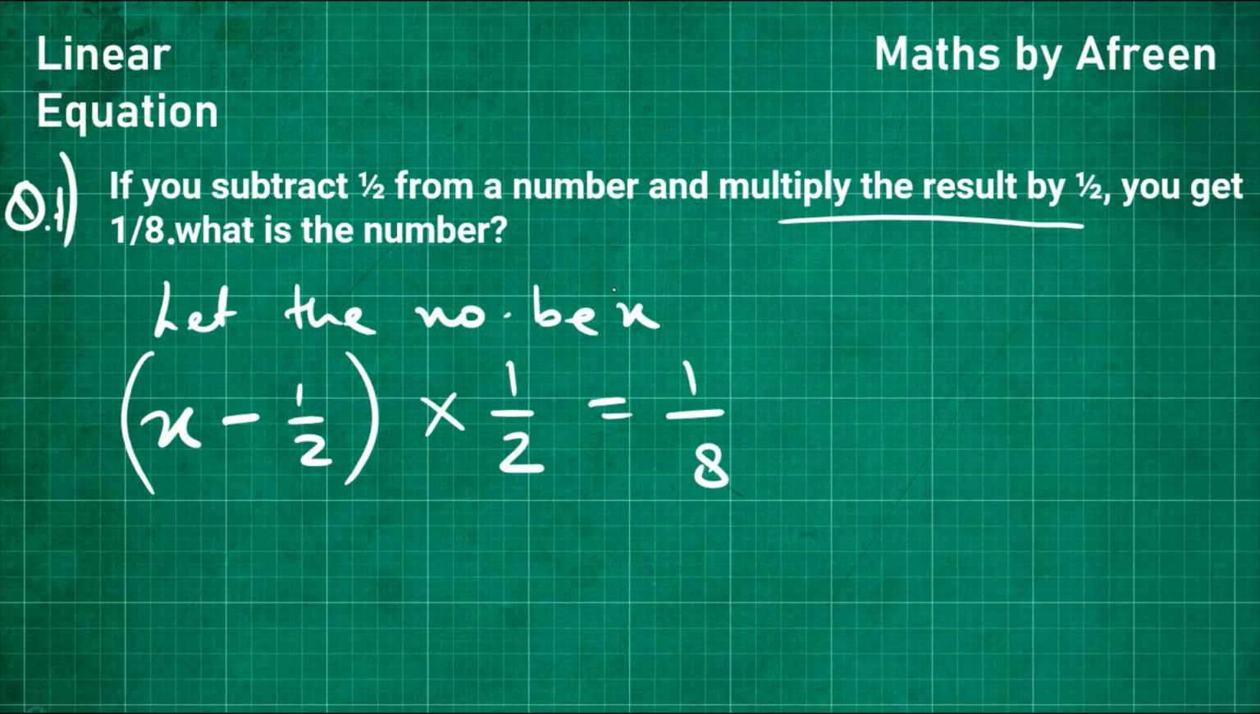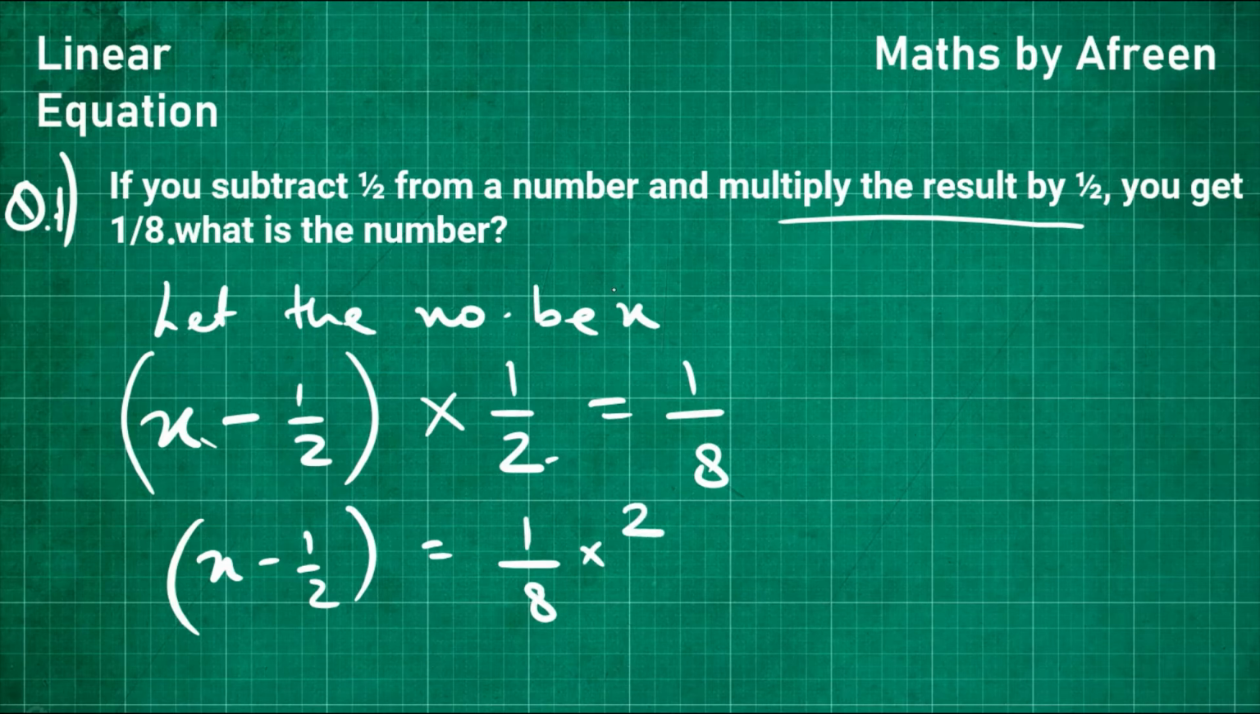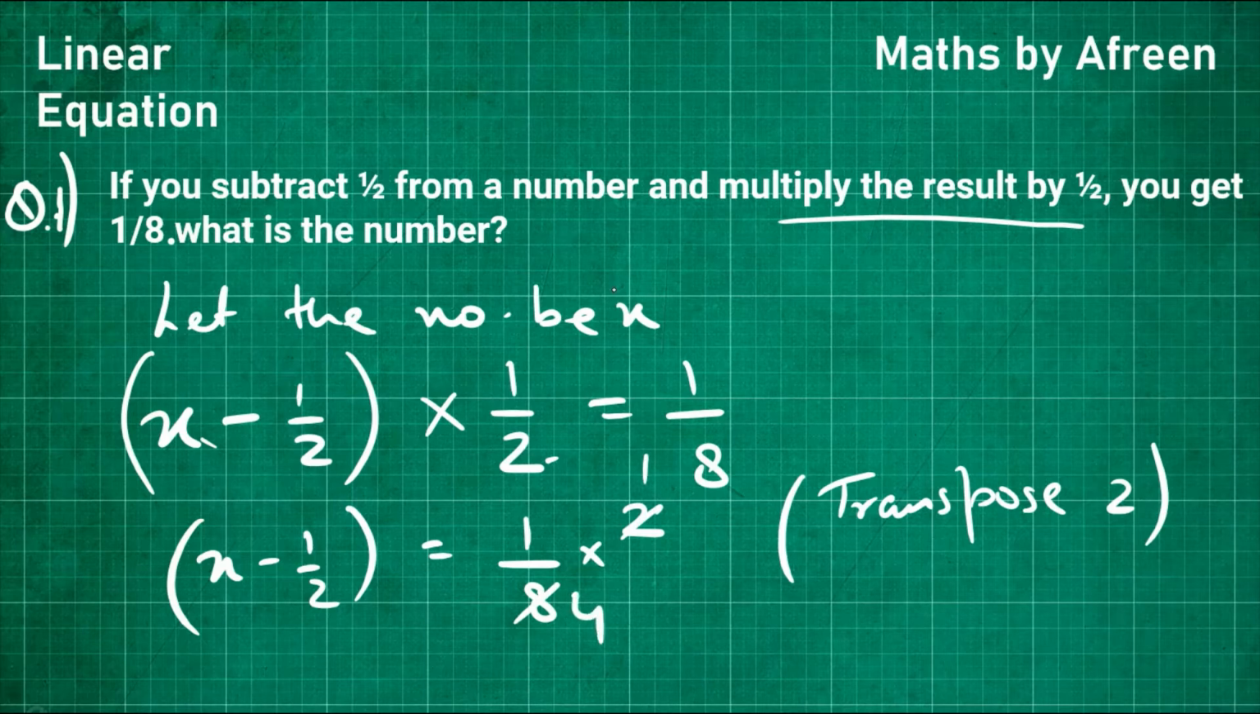Now solve this equation. This is (x minus 1 by 2) multiplied by 1 by 2 equals 1 by 8. This x minus 1 by 2 will be here only, equals, we will transpose this 2 from the left hand side to the right hand side. Upon transposing, what we will get? 1 by 8 into 2, because here it is divided by 2. Now we will cancel 8 by 2: 2 1s are 2 and 2 4s are 8.